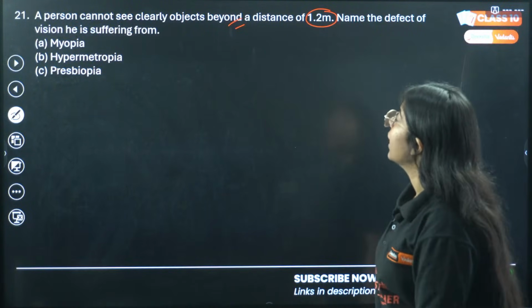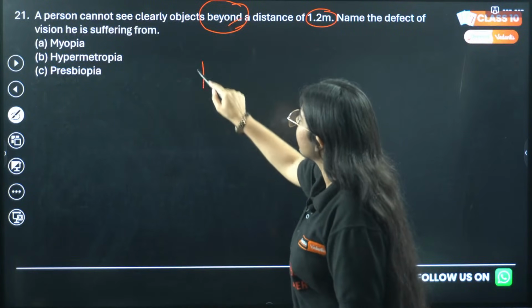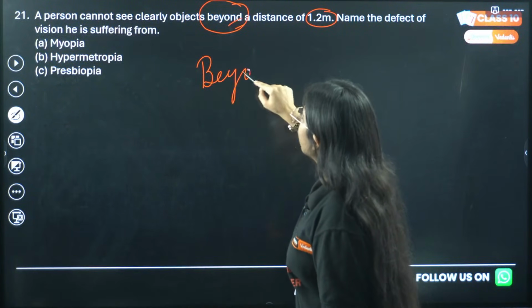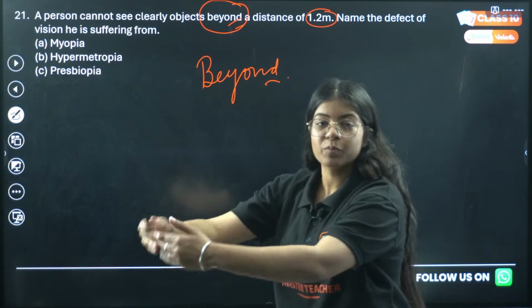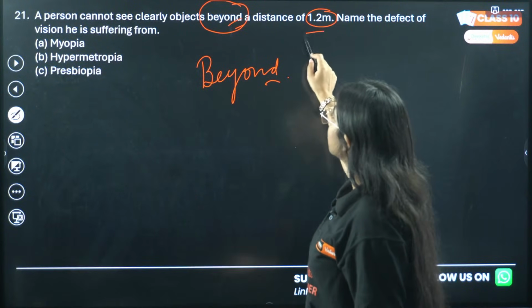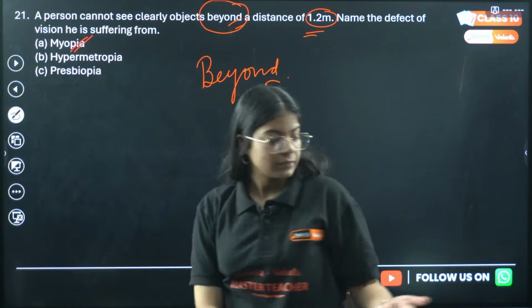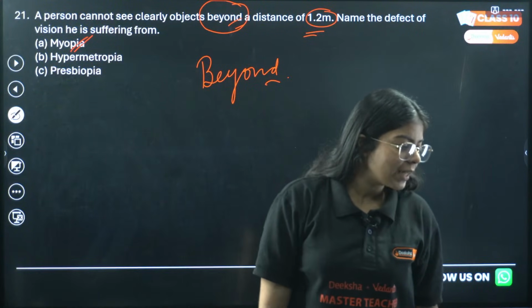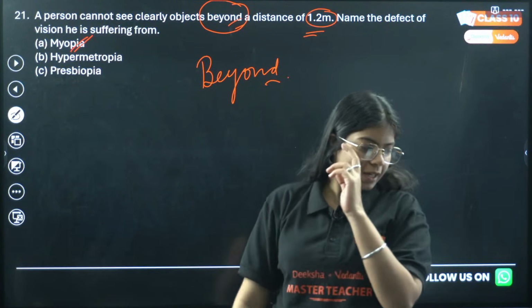Okay. If he cannot see beyond a distance, whenever you say beyond, that means he or she can only see till 1.2 meters. After that, it's blurry. That means they are not able to see distant objects clearly, which means it is myopia. Okay, everyone. Piyush said A. Yes, I saw Piyush. Trev is saying A. Yes, Vermaji is saying A.